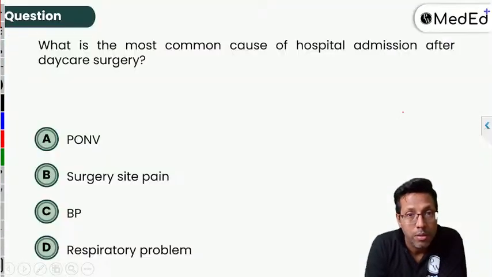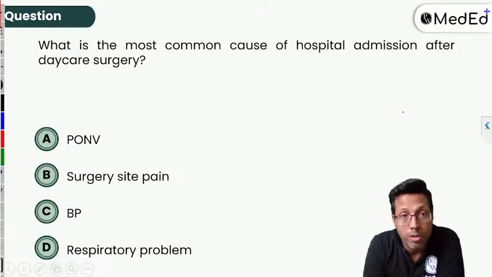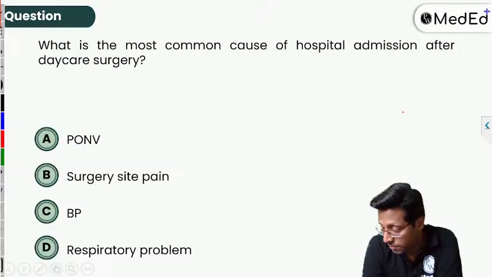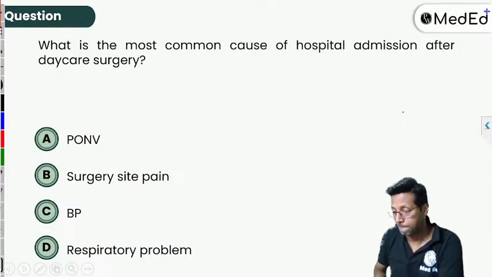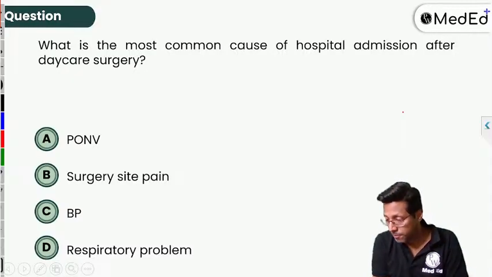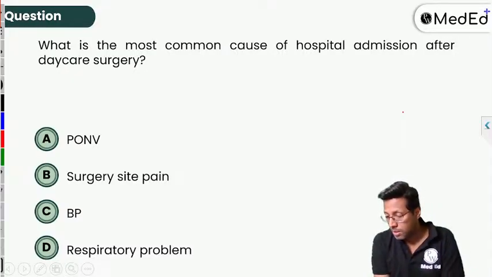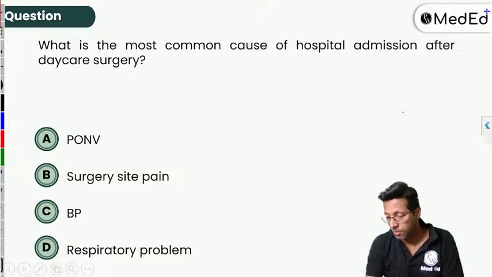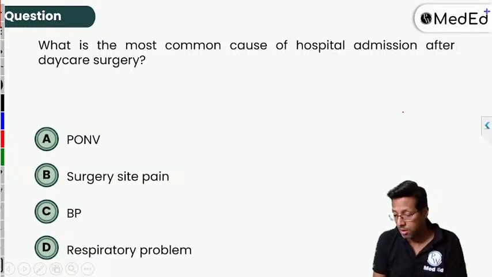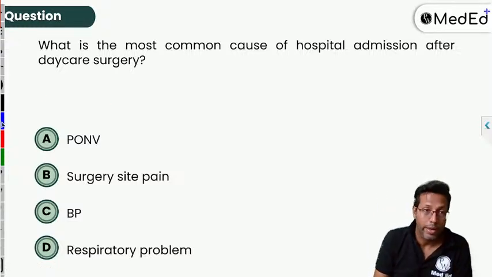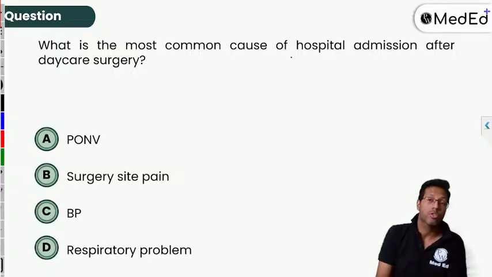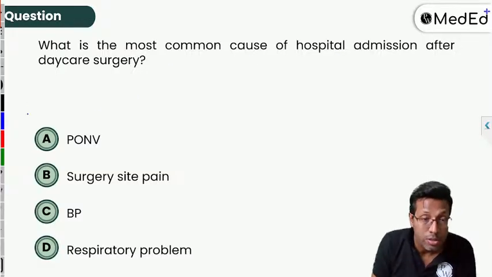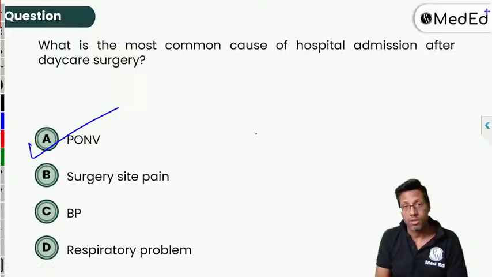Next question. What is the most common cause of hospital admission after day care surgery? Day-care surgery. Correct. Absolutely correct, all of you. Most common cause of a hospital admission after day-care surgery is post-operative nausea, vomiting.